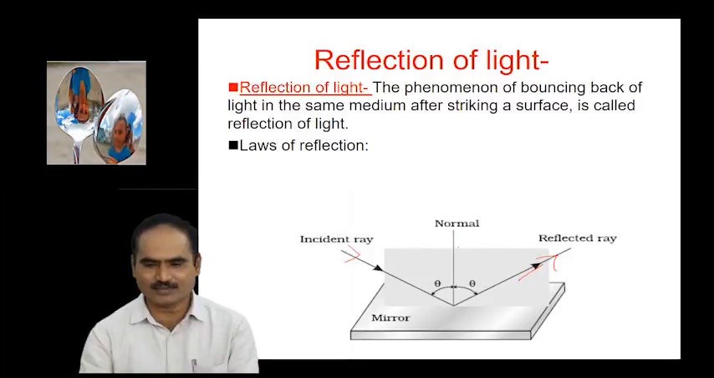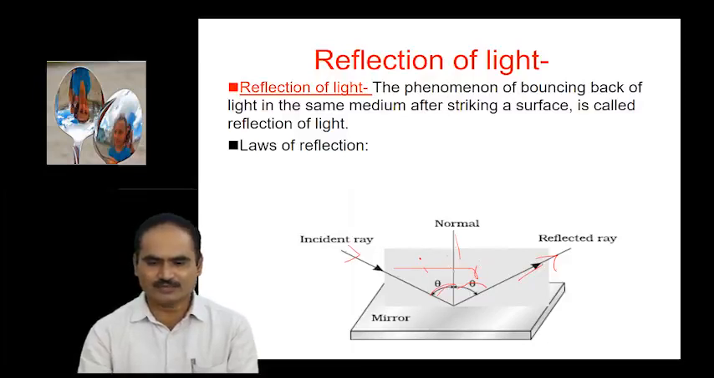At the same time, here is a normal. Normal is an imaginary line drawn perpendicular to the surface, right. So when a light ray is incident on a reflecting surface, it will be reflected back in the same medium. On the basis of that, we come across two laws. First, this is the angle of incidence, which is the angle between the incident ray and the normal. This is usually denoted by I, right. Then another angle is the angle between the reflected ray and the normal. It is denoted by angle R, right.